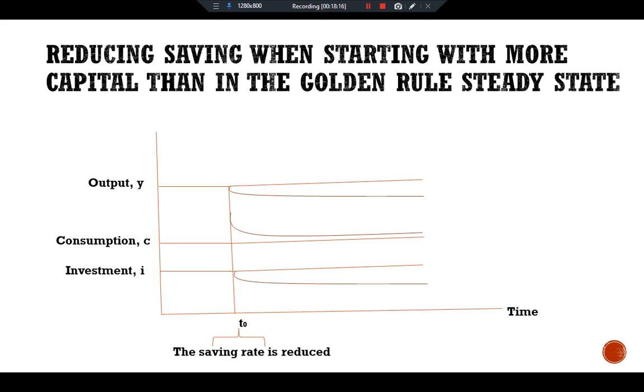Okay, note that when you compare the old steady state consumption with the new steady state consumption, we have an entire new path here. When the capital stock exceeds the golden rule level, reducing saving is clearly a good policy, for it increases consumption at every point in time.